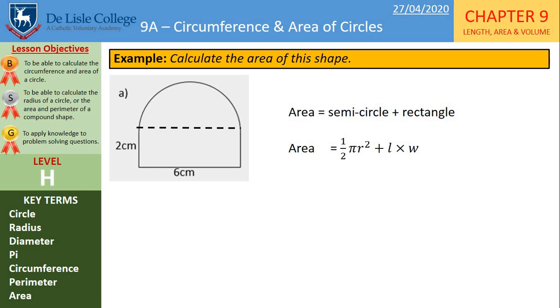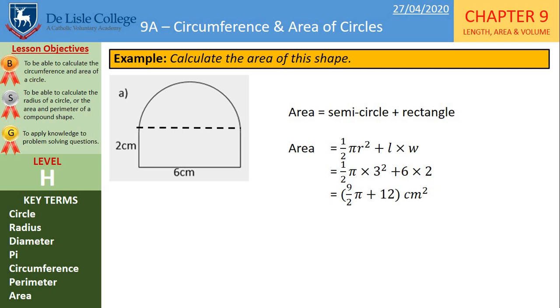Now the radius is not obvious here. What we can see is that this length of the rectangle is 6 centimetres. And what we know about rectangles, the length of the opposite side is 6 centimetres, which is the diameter of this circle. So the radius is going to be half of that value, which is 3. So what we're going to work out is half of pi times 3 squared plus 6 times 2.